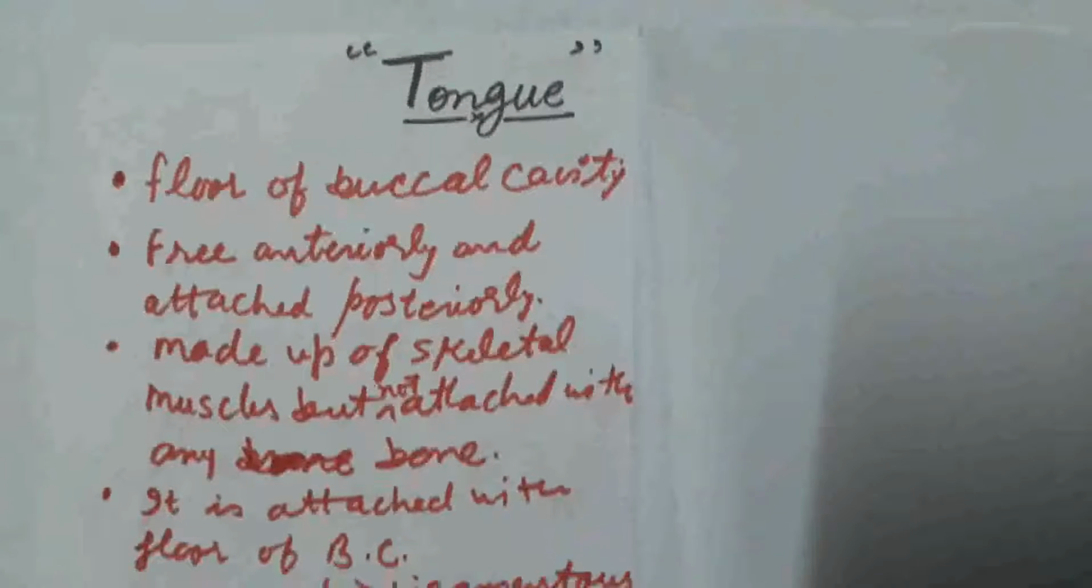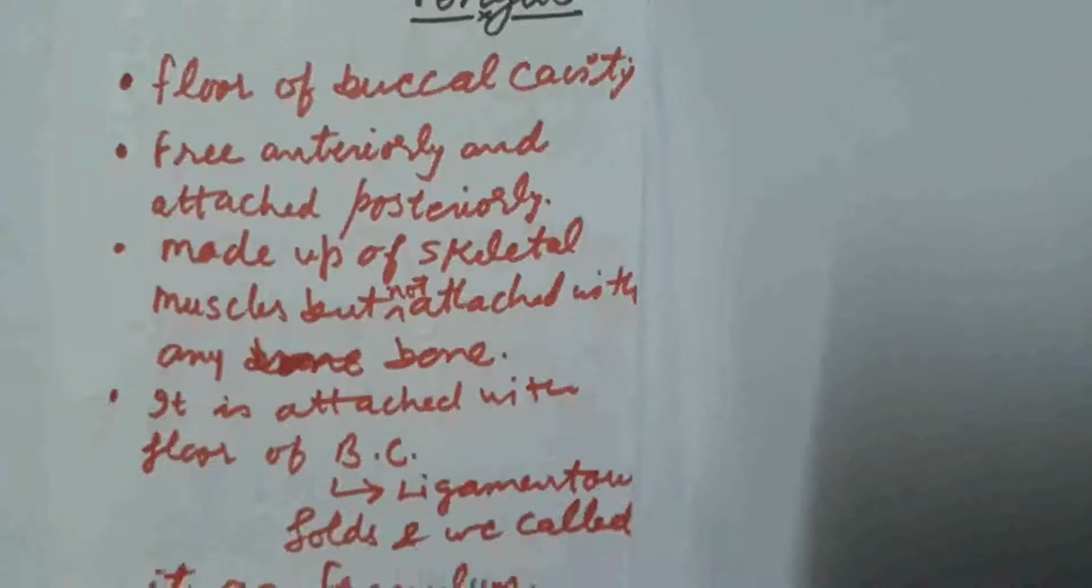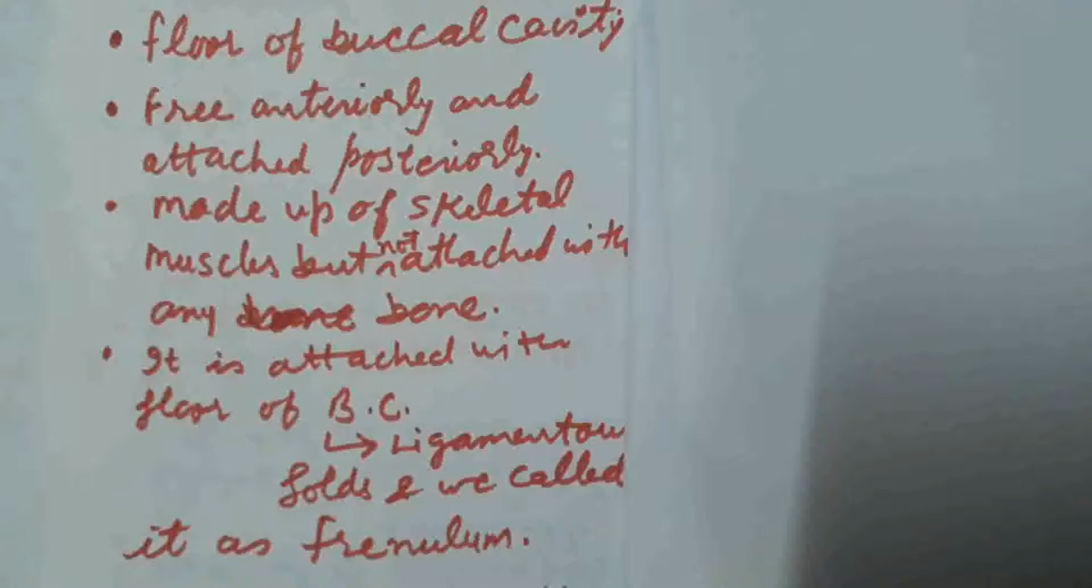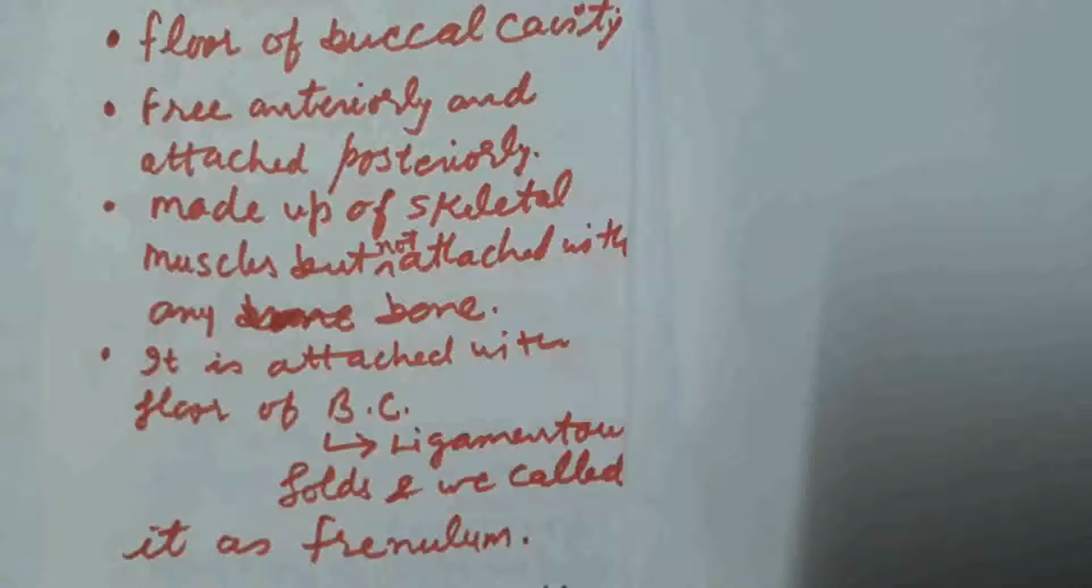The tongue is made up of skeletal muscle. As we know, skeletal muscle is attached with bone and helps in movement, but here the tongue is made up of skeletal muscles but not attached with any bone.